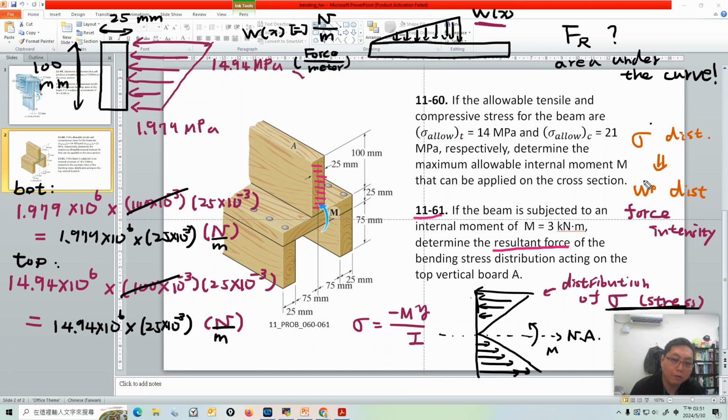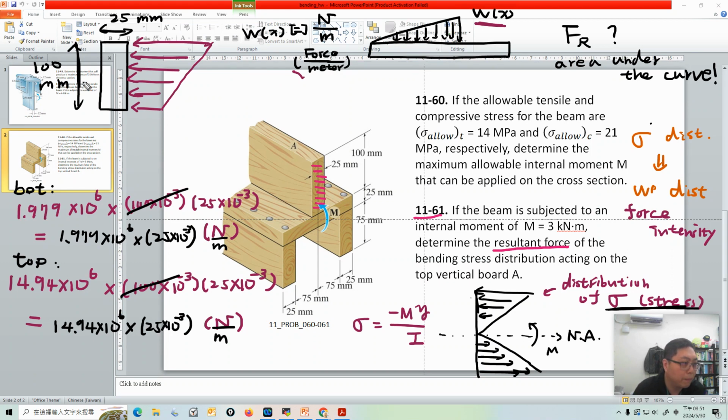So we start from the very beginning. We have the bending stress, and you multiply by your area to become a force. But you want the force intensity, so you have to divide by the length. So you have a force intensity at the bottom and on top. Let me erase here and finish this calculation.